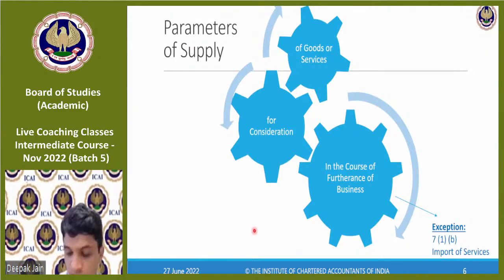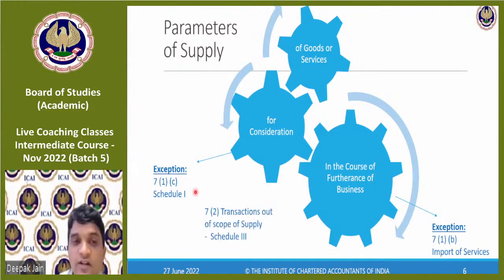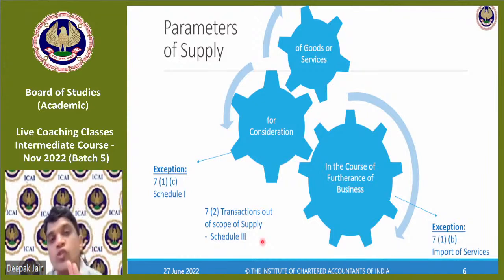Then the other exception was what? The other exception was for consideration. So then we said 7(1)(c) said that you go to Schedule 1. Here it should be supply of goods or services and it should be in the course or furtherance of business. Even if it is without consideration, still it is taxable. That was Schedule 1, right? Then Schedule 2 was classification. Now Schedule 3 said that 7(2) transactions which are outside the scope of supply, which is Schedule 3. Okay, so Schedule 1 is exceptions for consideration, Schedule 2 is classification schedule, and Schedule 3 are those transactions which are outside the scope of supply itself, which are treated neither as supply of goods nor supply of services.